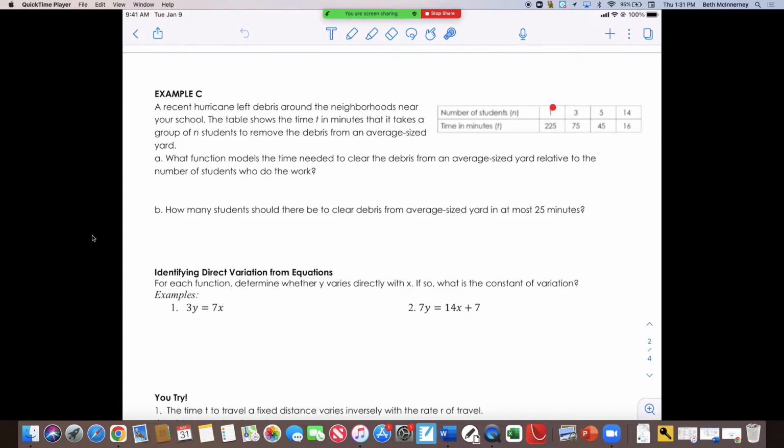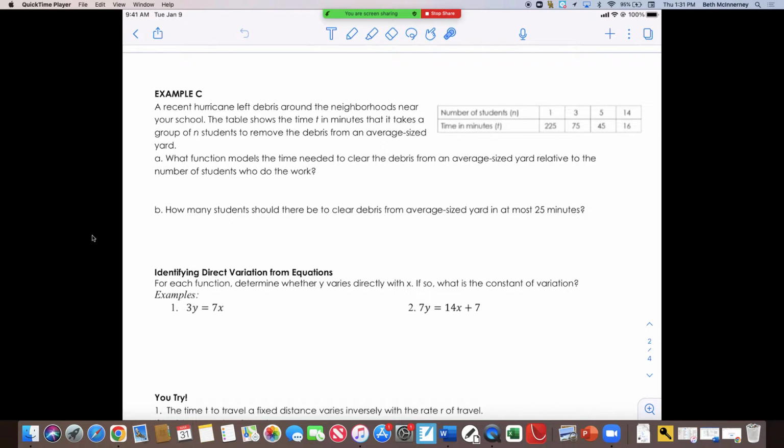If there's one student, it would take one student 225 minutes to remove the debris from this average sized yard. When 3 students work together, it only takes 75 minutes. And when 5 students work, it's 45 minutes. You may have heard that many hands make the work light. So the more people you have, the less time it's going to take.